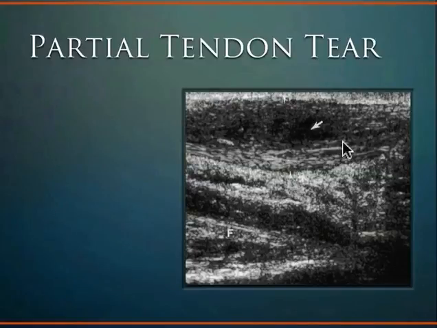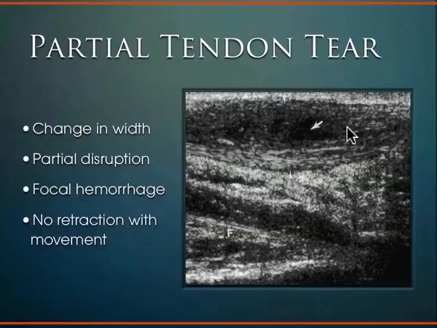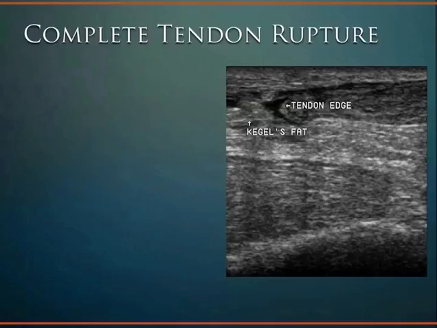This is just an example of a partial tear. It's a little grainy, but this is the normal tendon fibular hyperechoic pattern through here, and then more superficial is this localized hematoma, disruption in the tissue architecture, and distension of the tissue with that localized hematoma. So that's that partial disruption with focal hemorrhaging.